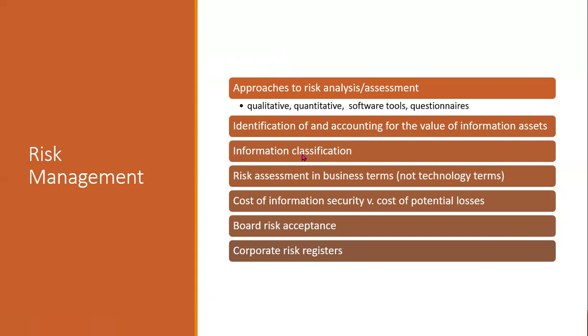Information classification is a tool that can help us to identify our most critical assets that need to be secured, that we need to apply controls to. Our risk assessment, again, should be in business terms, not in technology terms. When we're talking about protecting our information assets, we need to be able to make recommendations to senior management, to the board, in business terms. We don't want to bombard them with information about the latest security tool, about the latest firewall, about the latest software out there. Rather, how can we add value to the business by securing our critical information assets?